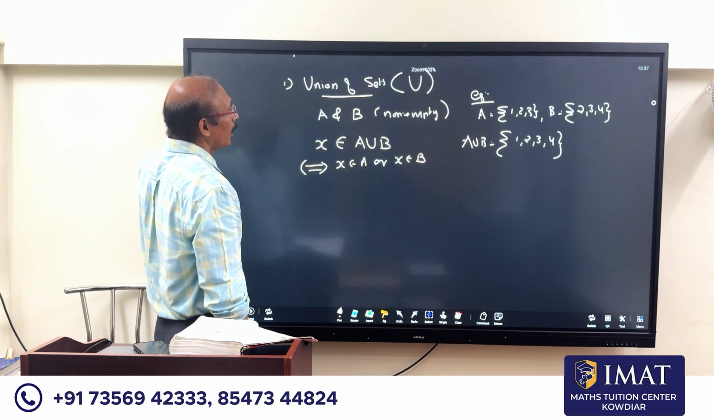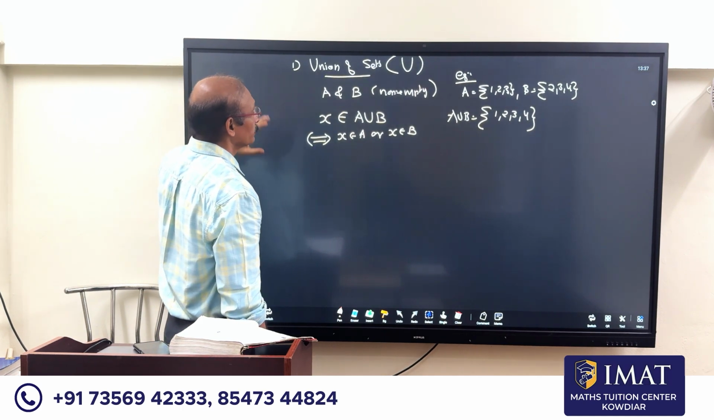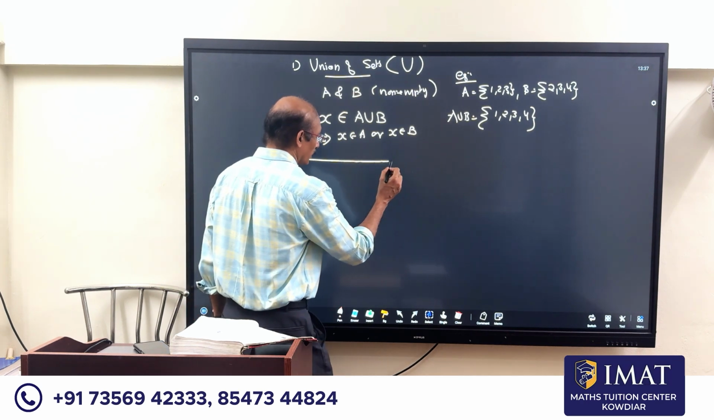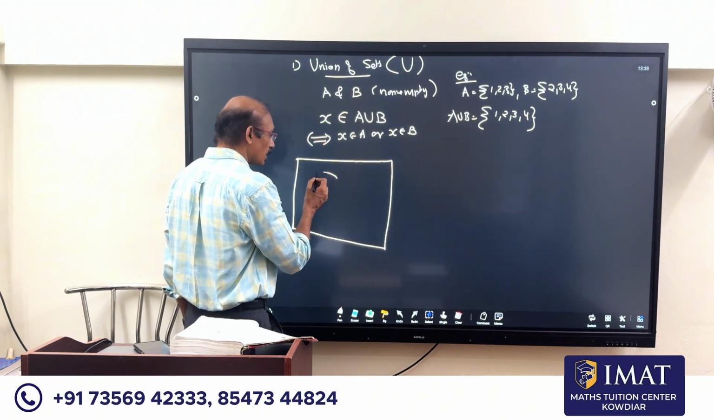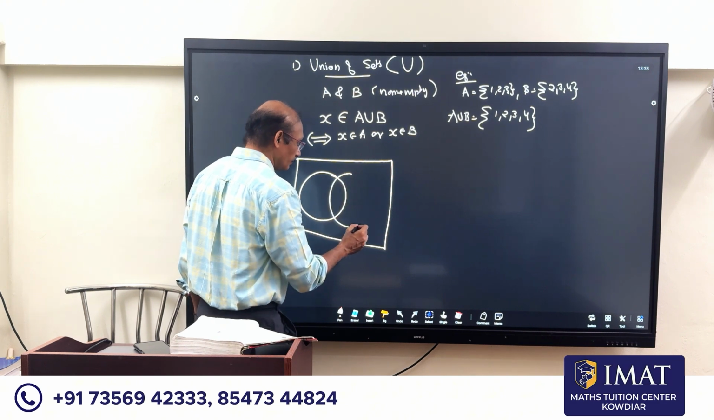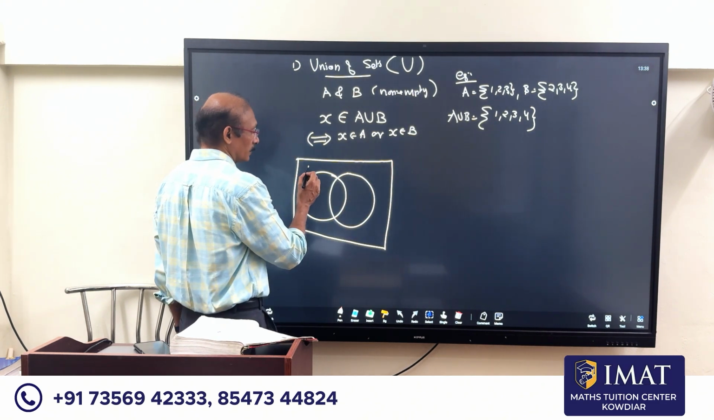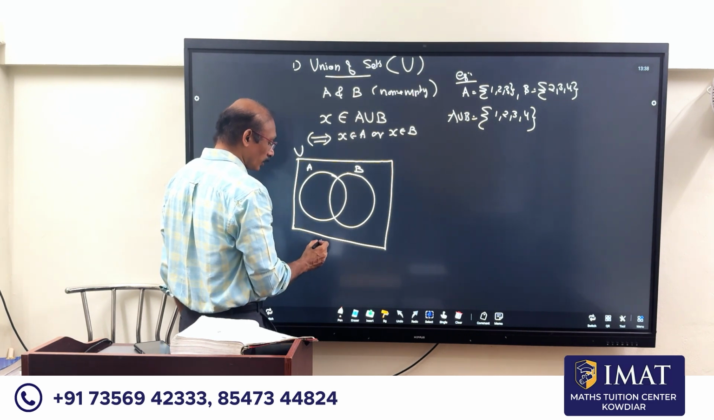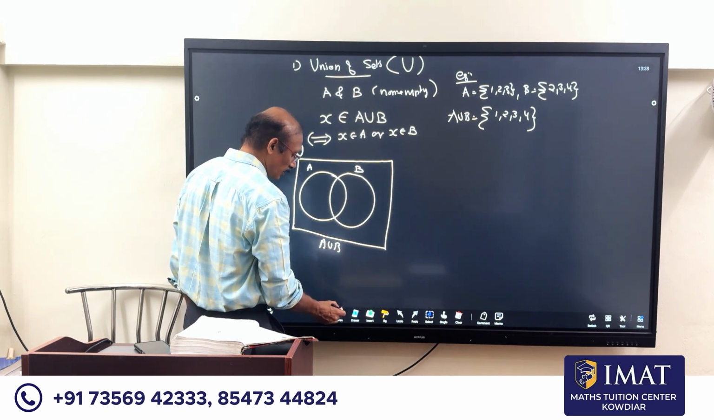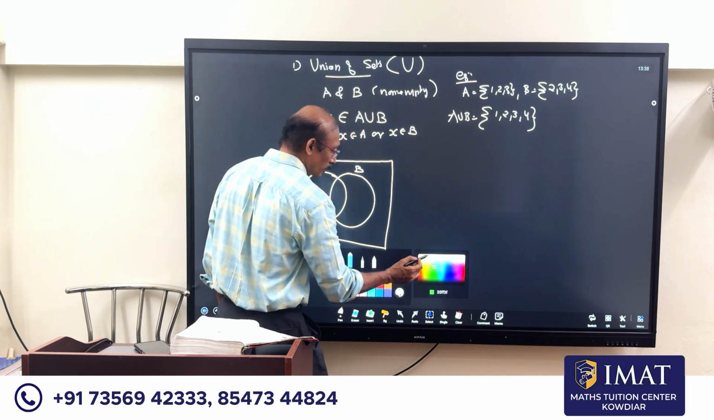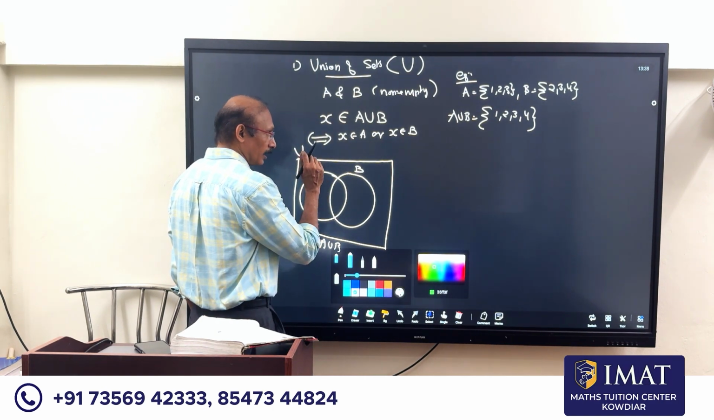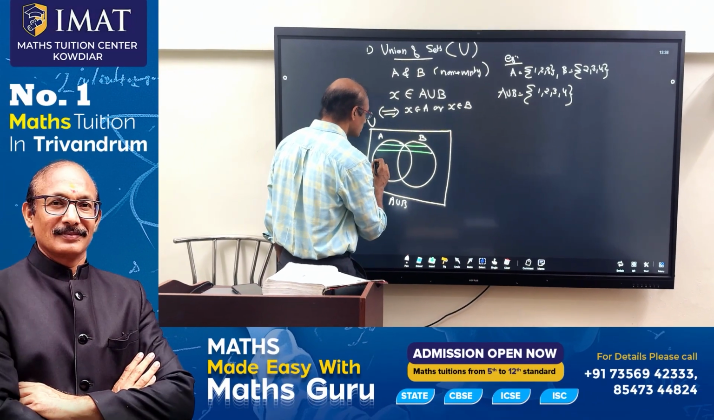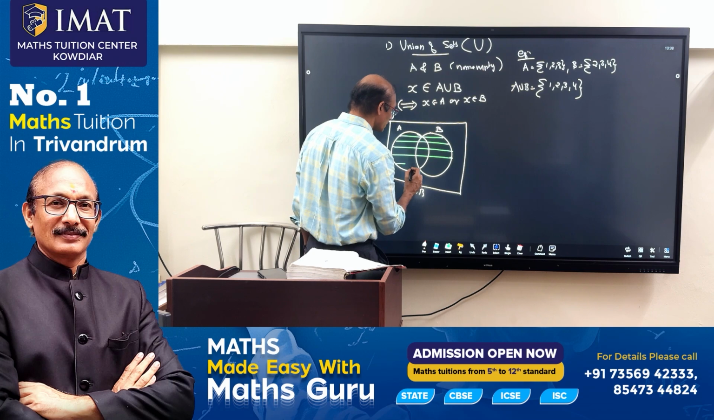Now I'll show you how to represent union of two sets in the Venn diagram form. Suppose I say two sets are like this, interconnected, intersecting sets A and B, right? This is universal set. How do you represent A union B for this case? See, an element in A union B will be either in A or in B. So this whole region represents A union B.